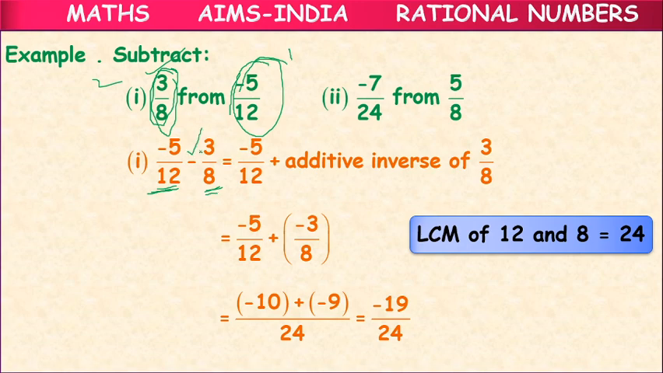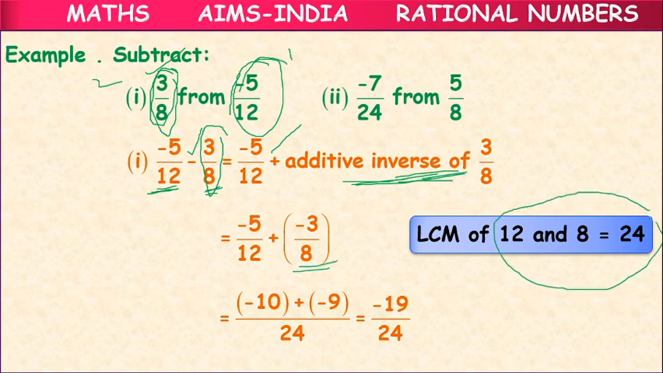In the question a subtraction is given, so we keep the minus symbol. But subtraction can be written as addition, so we write plus here. If we write addition, the additive inverse of the second rational number is to be taken. That's why we have taken minus 3 by 8. The LCM of 12 and 8 is 24, so we have written 24 here.